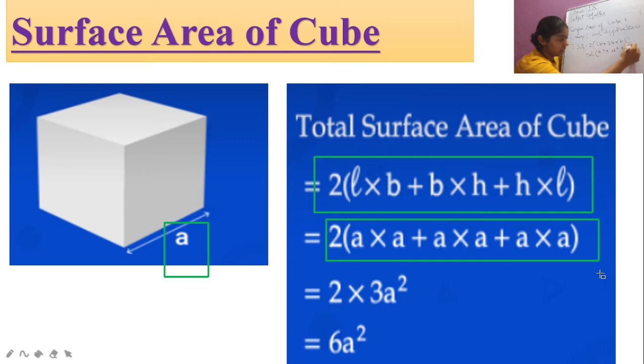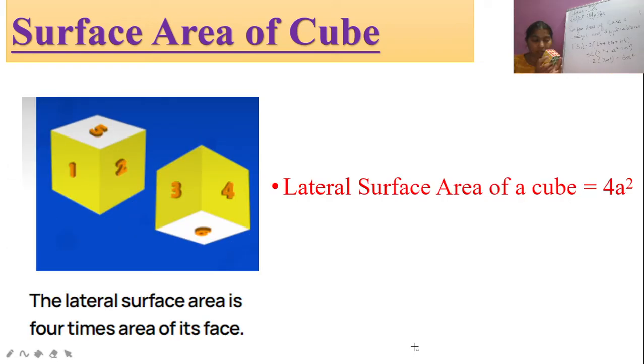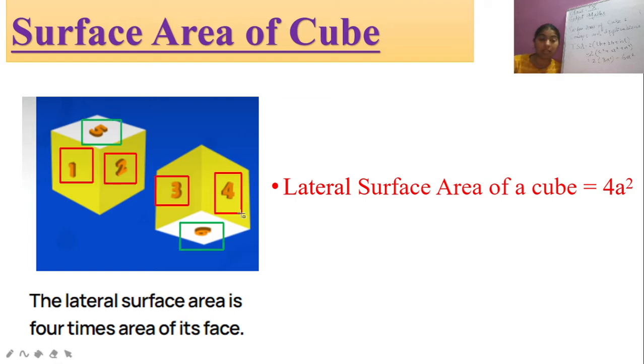Now students, if I don't want to cover this white color and this yellow color, if I want to leave these, what I will do is find the lateral surface area or curved surface area. If I don't want to cover the 5th and the 6th parts, I just add the following. Let me take another color. So I add the 1st, 2nd, 3rd and 4th. I leave the other 2 parts, which are the 5th and 6th. That way I come to know that the lateral surface area or curved surface area of a cube is 4a square.